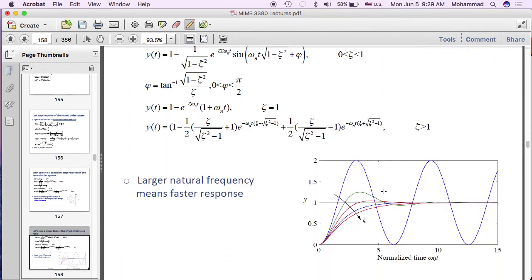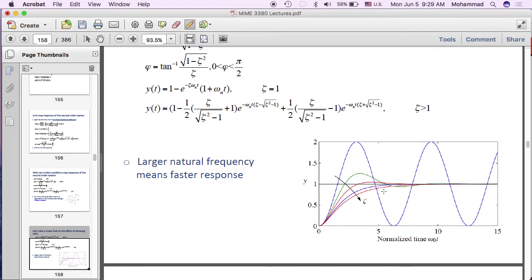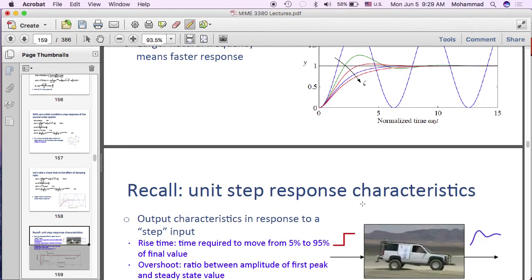So this is a composite response. Blue shows undamped when zeta is 0. So the response is simply a sine, which neither decays nor expands. But these are all the underdamped responses. As zeta increases, you go from an oscillatory response to no oscillation at all. And that's how you can find numerical values for the response.